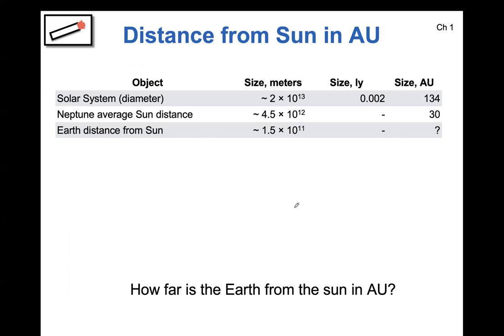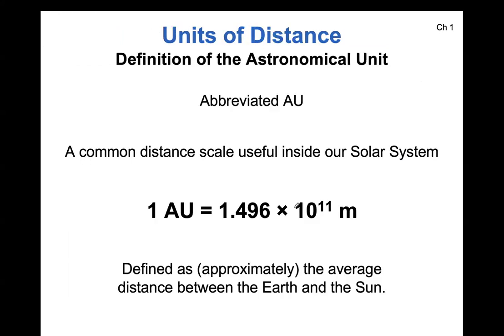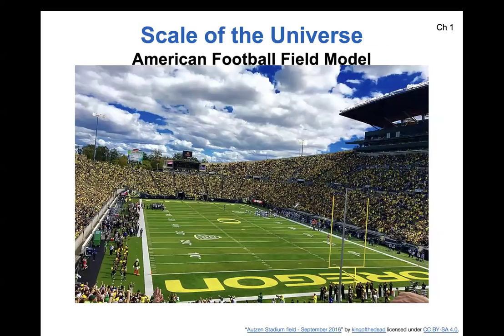Okay, so then how far is the Earth from the sun in AU? Well, I told you it's exactly 1. That's how we define it. All right. So I'm sorry if I'm going fast. Just wanted to get to the end here. So there we go. And then scale.